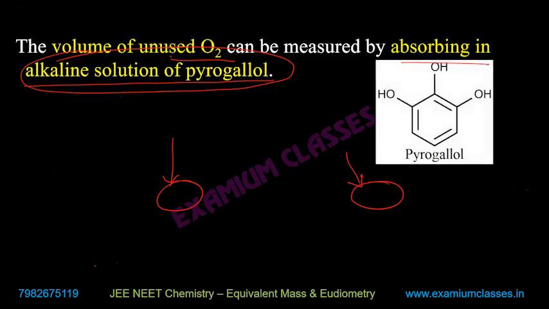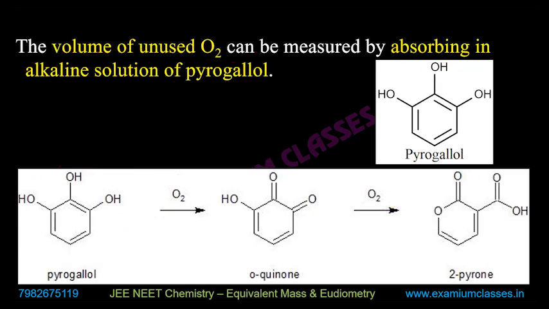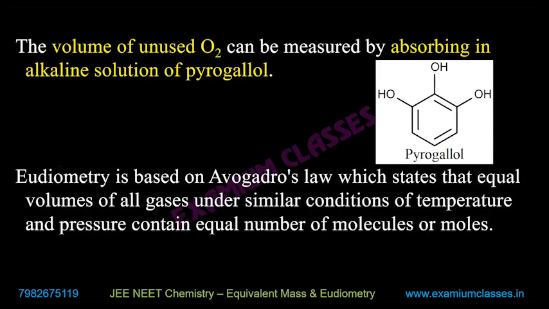Same thing here also you can do. How much mass you used of pyrogallol, and after reaction, what is the mass of the mixture? It means it absorbed that much oxygen here. So you got both carbon dioxide and oxygen.